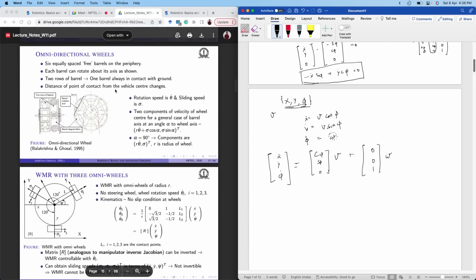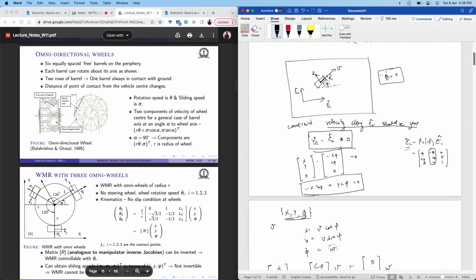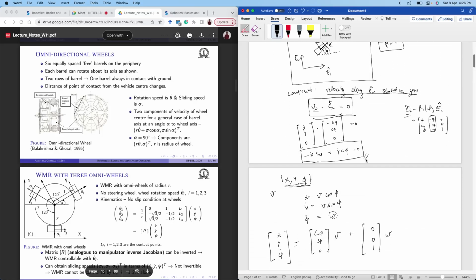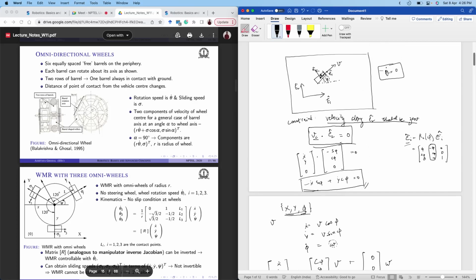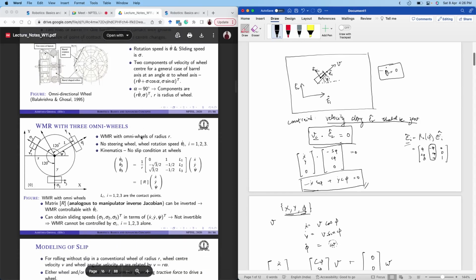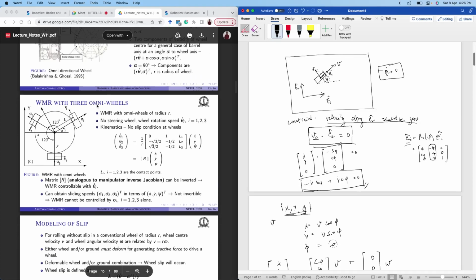Okay, and then there is a discussion about omnidirectional wheels. Omnidirectional wheels do not have this second constraint that was applied to the wheels. So the wheels are actually allowed to move in the E2 direction as well. Okay, and then there are different models for the WMRs, or wheeled mobile robots, with omnidirectional wheels as well.